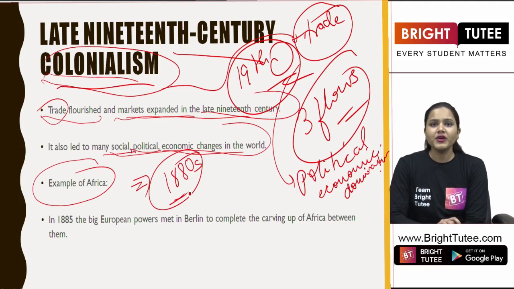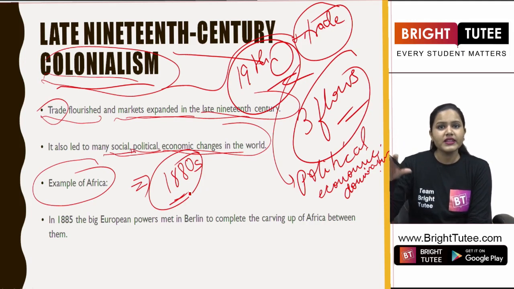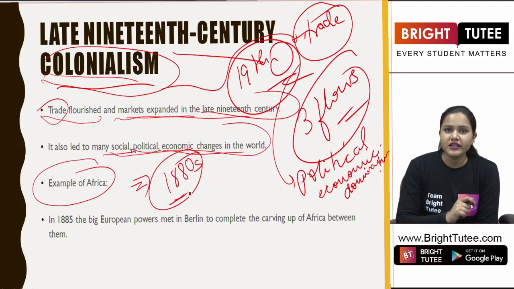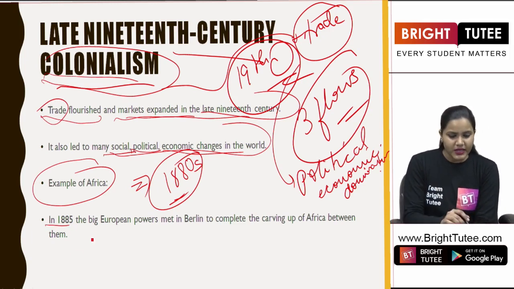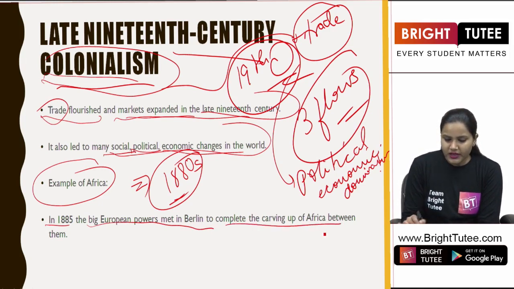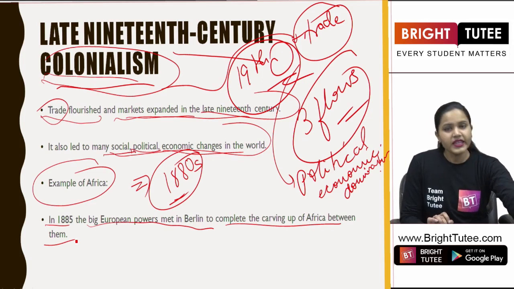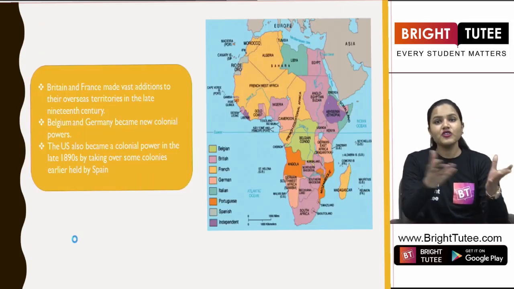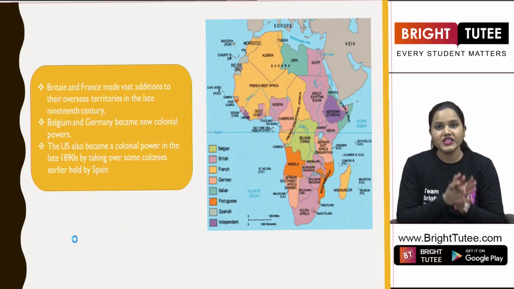That the great European powers are now establishing or acquiring the territories of Africa. And we are going to understand it through this map here. So in 1885, the big European powers met in Berlin to complete the carving up of Africa between them. They knew that Africa was not a wealthy nation, like the European powers, which were very powerful as well as wealthy nations.